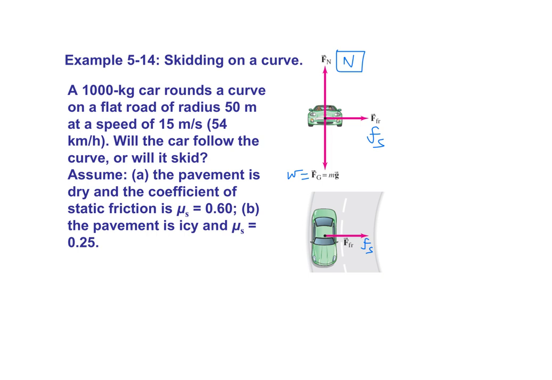Okay, this problem, we got the mass given of the car. Here's the radius of the road. And here's the V. We'll use meters per second, not kilometers per hour. Will the car follow the curve or will it skid? Well, let's find the maximum speed the car can go. And that equation is on the equation sheet.